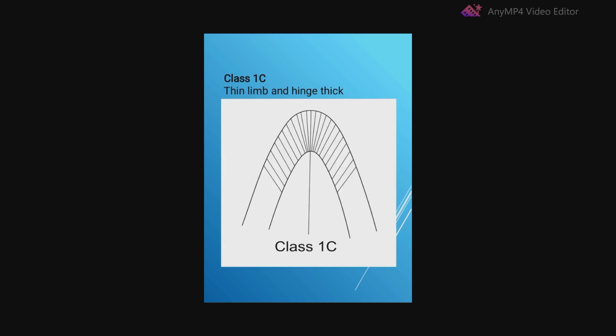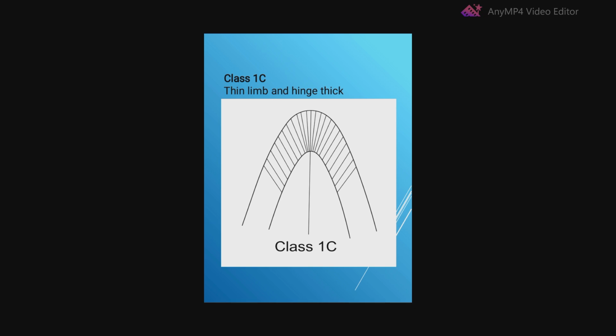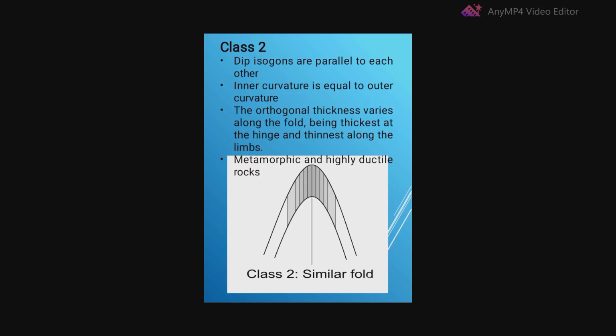This 1B is also known as parallel fold. Then class 1C is where limb is thin and hinge is thick. As you can see, the limb of the fold is thin and hinge of the fold is thick. And then class 2 fold is where dip isogons are parallel to each other. As you can see, this is also known as similar fold, and inner curvature is equal to the outer curvature.